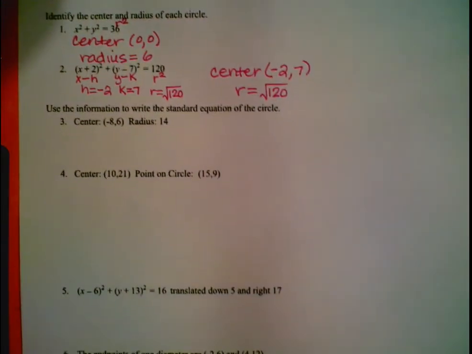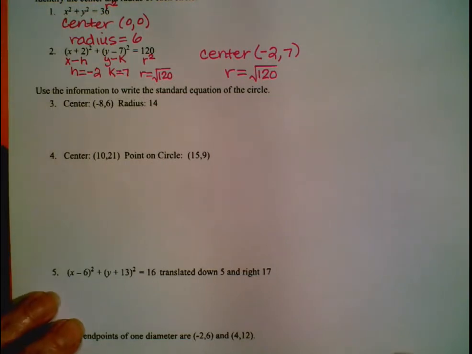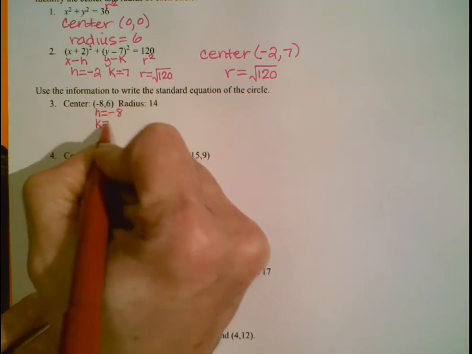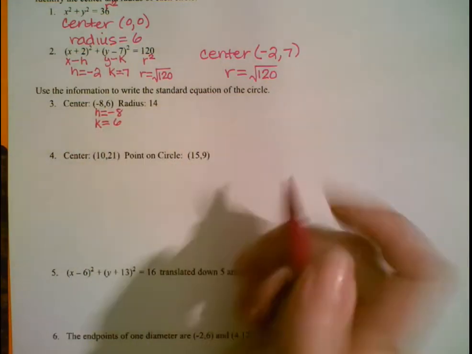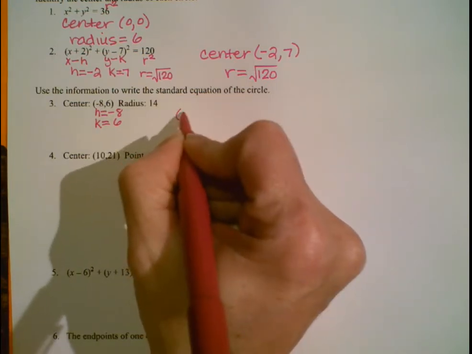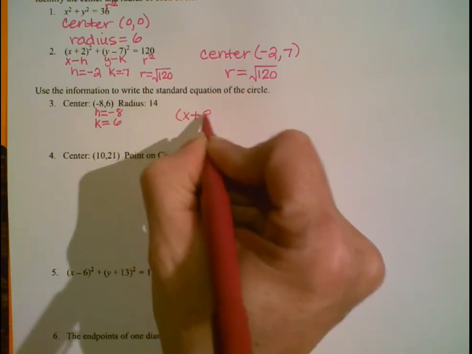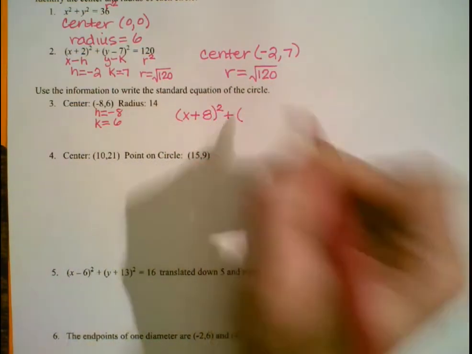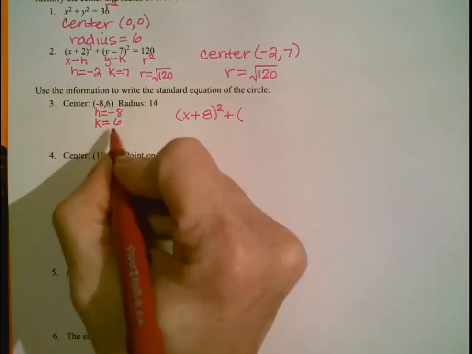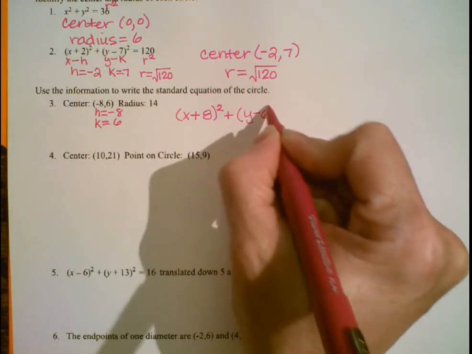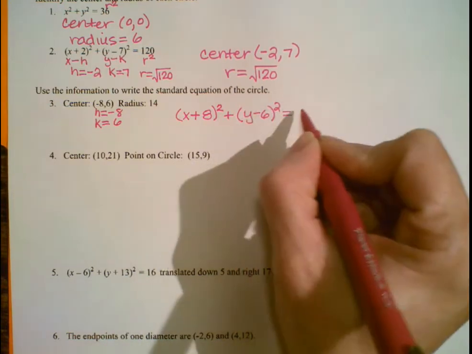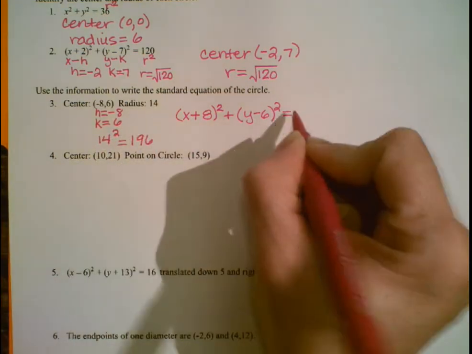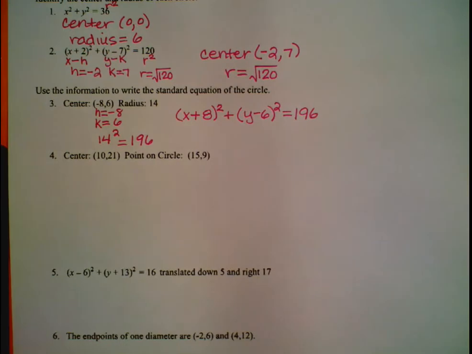All right, number 3, we're given the center as -8, 6. So h is -8, k is 6, and the radius is 14. So substituting into our formula, x minus -8. Minus negative is going to make that a plus. Squared, plus, the next set of parentheses, y minus k. So y minus 6, quantity squared, equals r squared. So 14 squared is 196, which is going to produce the right side of our equation.